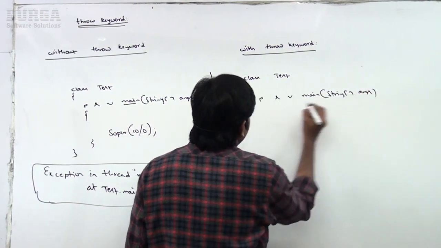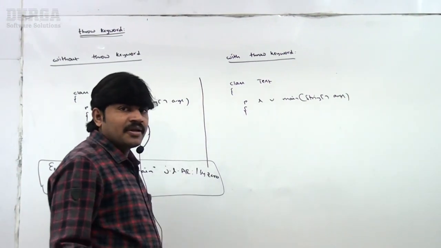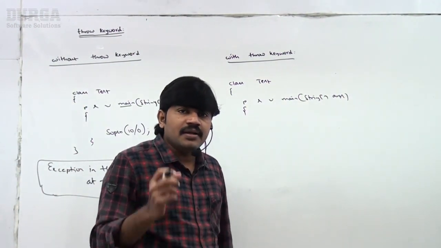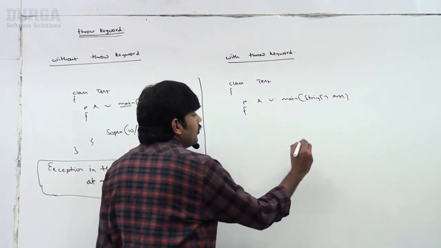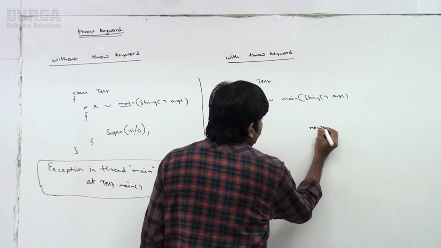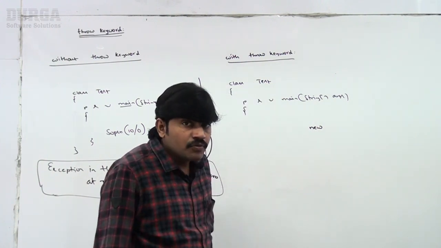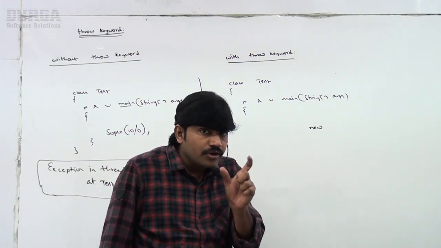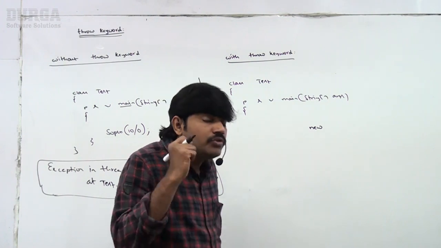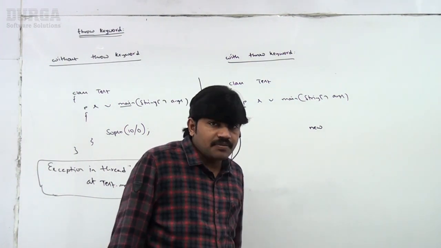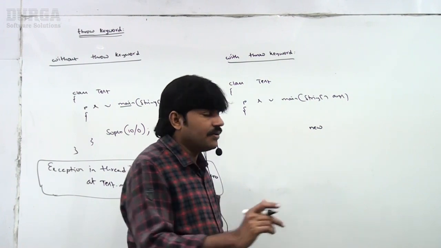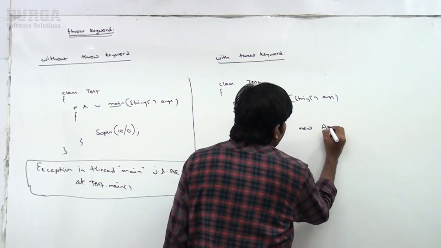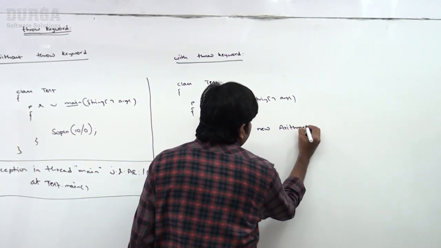Now take very special care, sir. I want to create an ArithmeticException object explicitly. What we have to take? New. If you want to create an object, which keyword do we require to use? New is the keyword. Which object do you want to create? ArithmeticException. ArithmeticException is a class. Every exception is a class in Java. Now, new ArithmeticException.